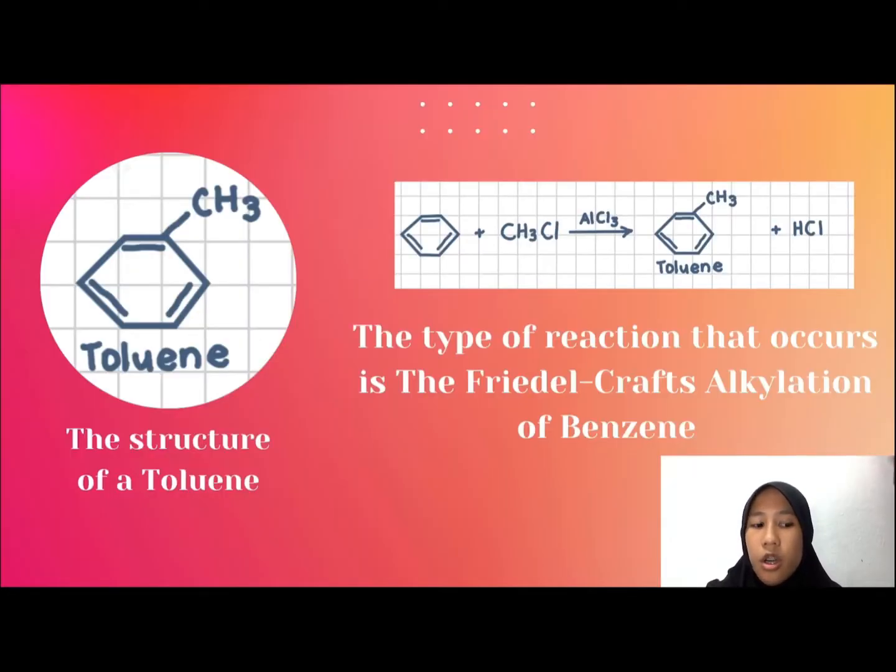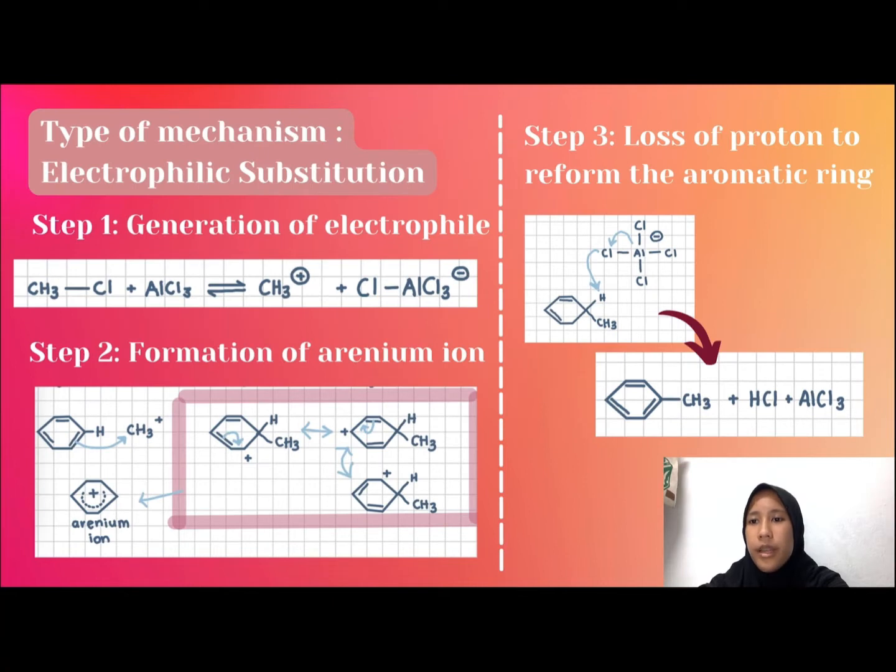So this is the structure of toluene, which is basically a benzene ring linked to an alkyl group, which is the methyl. For the chemical reaction, toluene is produced from benzene by adding benzene with chloromethane with the help of catalyst AlCl3, and it will produce toluene and also HCl. The type of reaction that occurs is the Friedel-Crafts alkylation of benzene. The type of mechanism involved in this reaction is the electrophilic substitution.